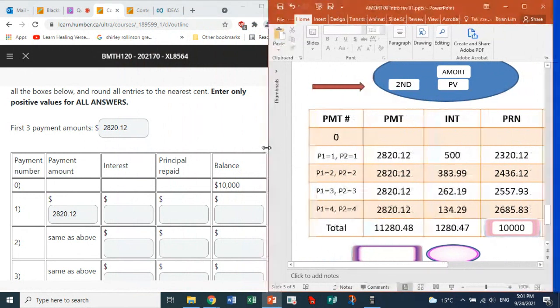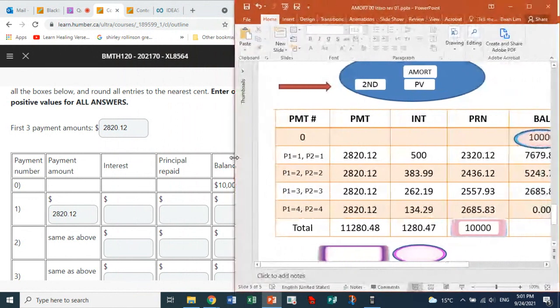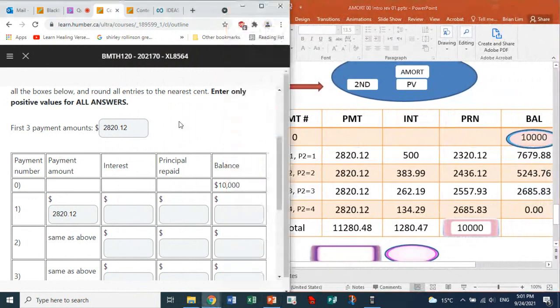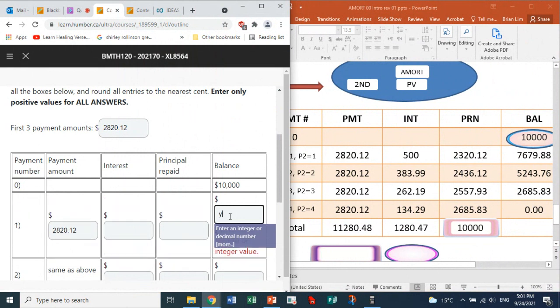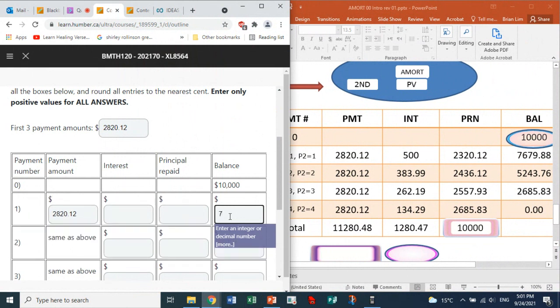Oops, sorry. If we move this over a little bit, how do we get the balance? Okay, we can see the balance over there, and we can move that over. Yes, we're quite in line now. We can do it properly. So I started out with the 10,000, and then down here you put in the 7679.88. Over here we put in the 2320.12, and then we go over here, we put in the 500.